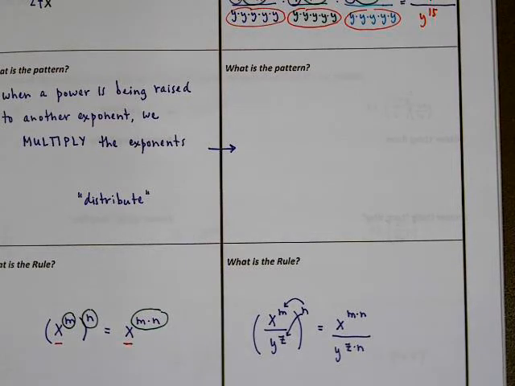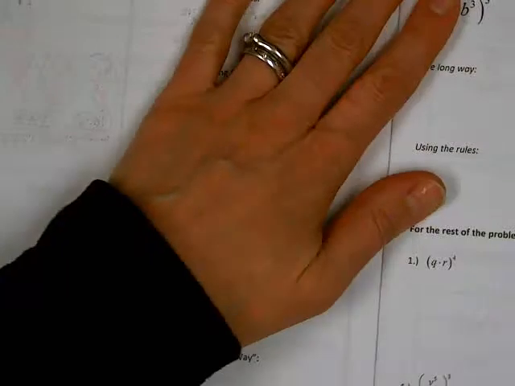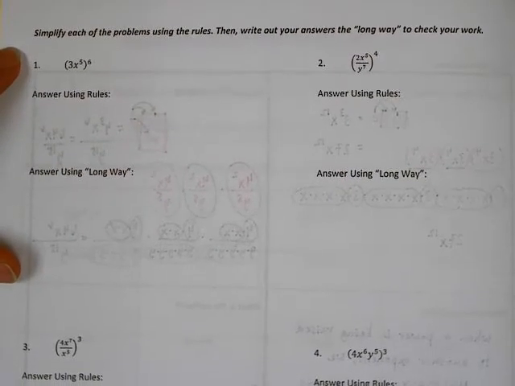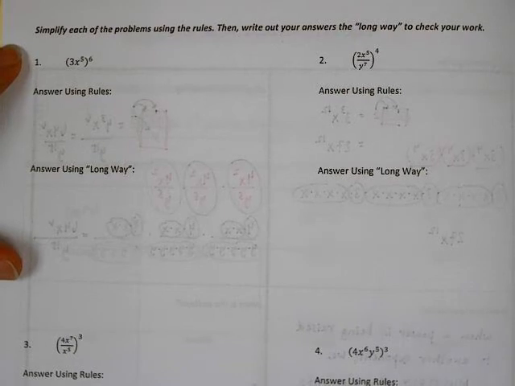All right, so we're going to go through some problems now, so you can see some examples before you start the practice. All right, so we're going to simplify each of these using the rules, but then we're going to kind of check them by writing out the long way by using our expansion.